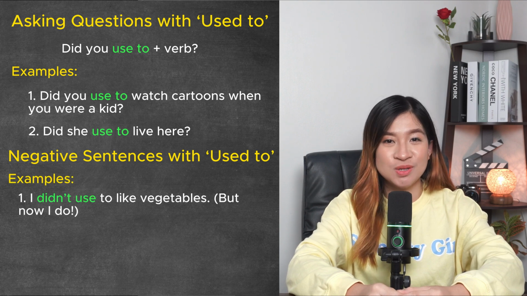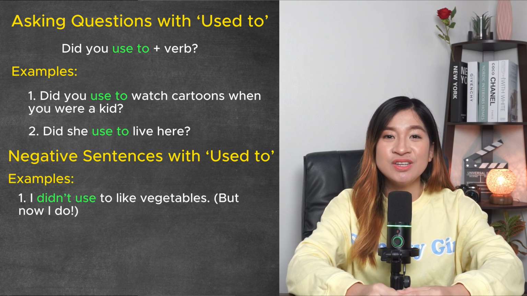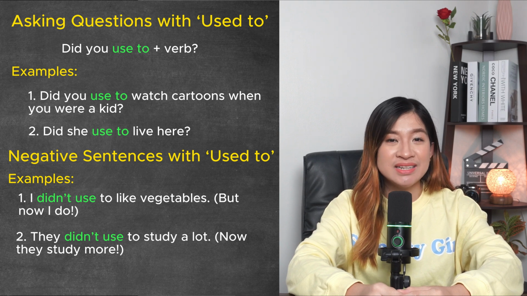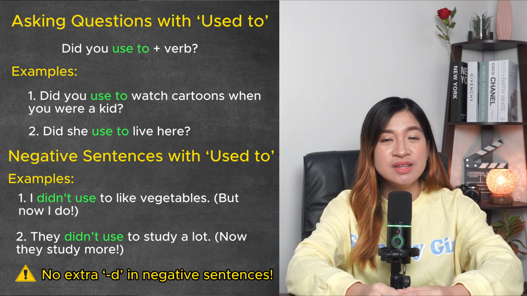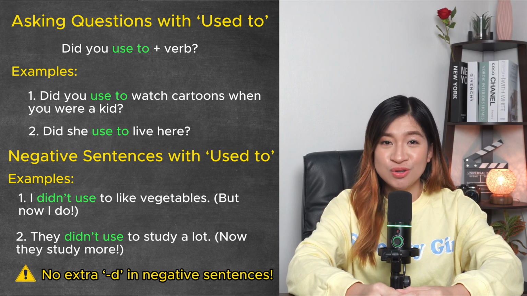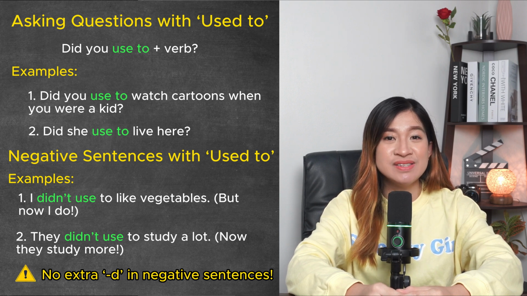Okay, and if you want to say you didn't do something in the past, just say, "I didn't use to like vegetables." "They didn't use to study a lot." Again, "didn't use to," not "didn't used to." No extra D in negative sentences.